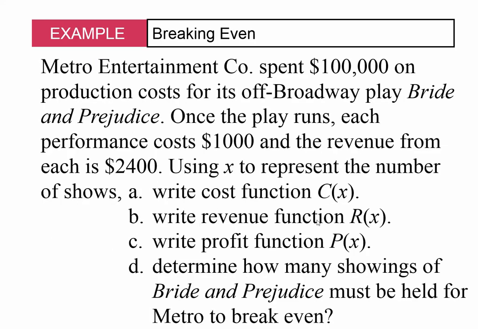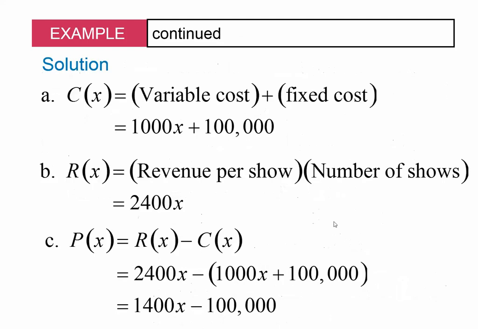B, write the revenue function. How much will they make per play? I heard it in a whisper again: 2,400 times X. And again, the profit function is just going to be the revenue, subtract any costs. Notice the cost has to go into a little parenthesis because you're subtracting 2 terms here. So as you distribute the negative into here, and eventually simplify, there's my profit function. We good?